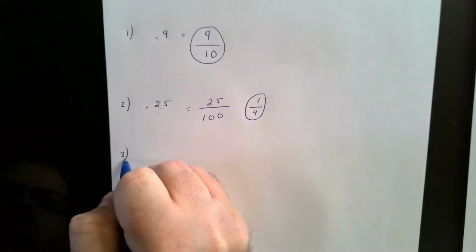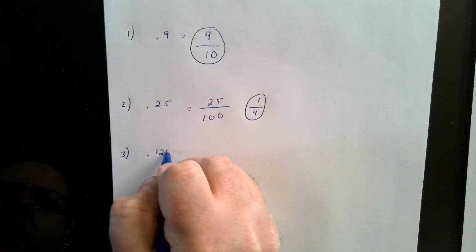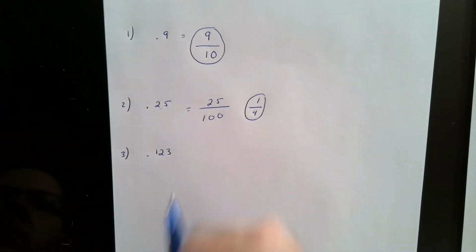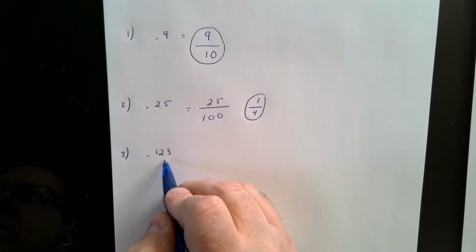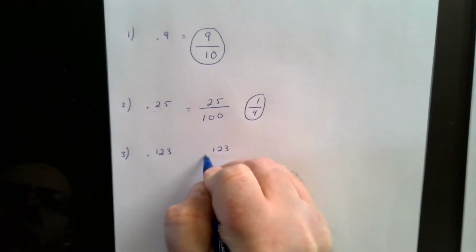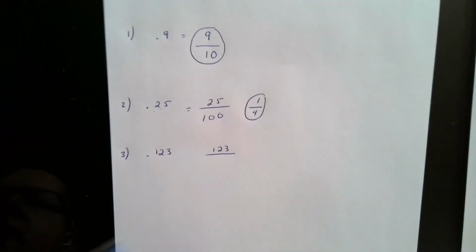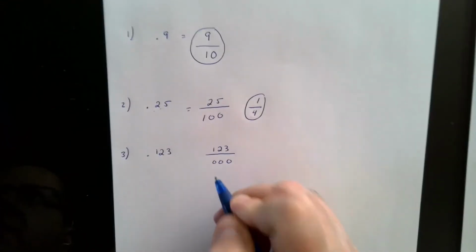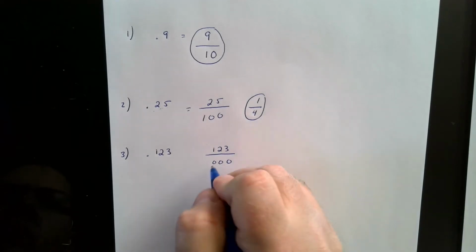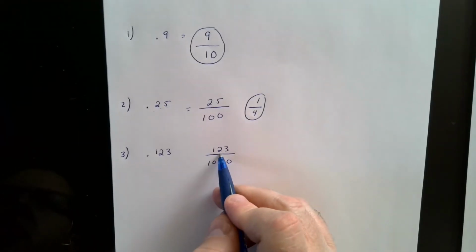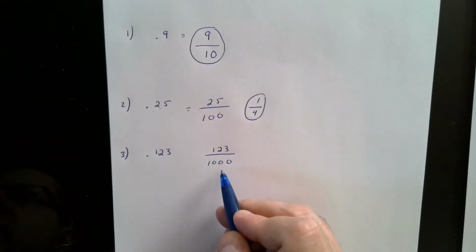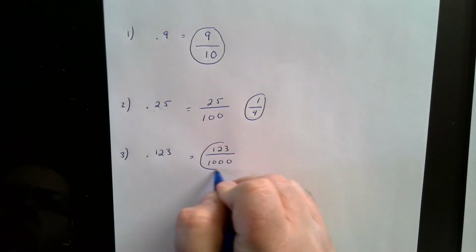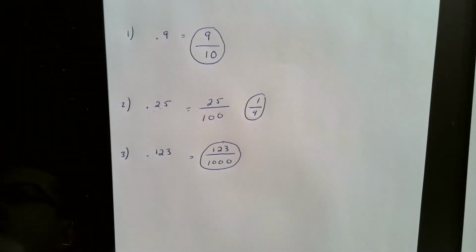If we have the situation where we have 0.123 and we want to turn this into a fraction, well, now we have 3 spots behind the decimal, but that number 123 is still going to start on the top. And as I just said, we have 3 spots behind the decimal, so now we have to use 3 zeros on the bottom and still the 1 in the front. So we end up with 123 over 1,000. We need to check to see if it reduces. This one will not reduce, so my final answer is 123 over 1,000.